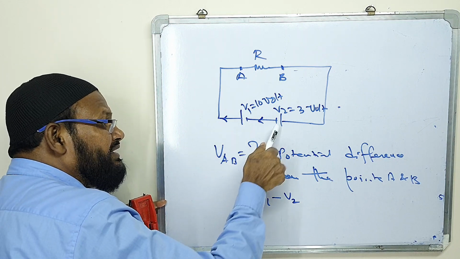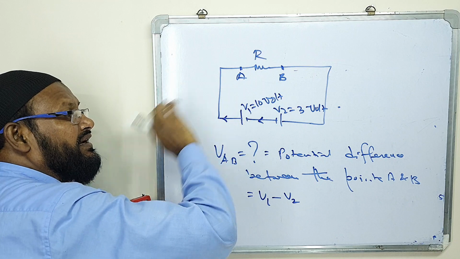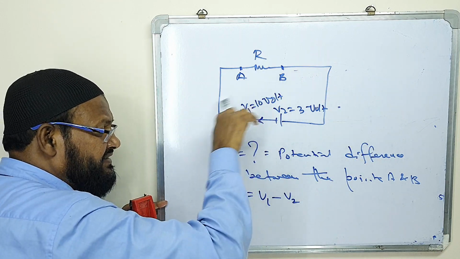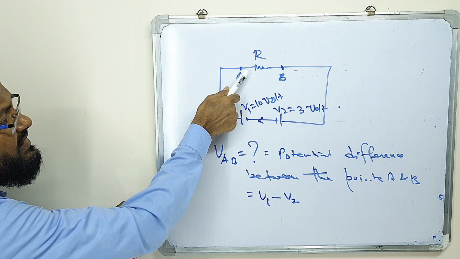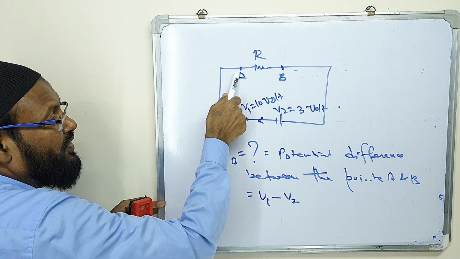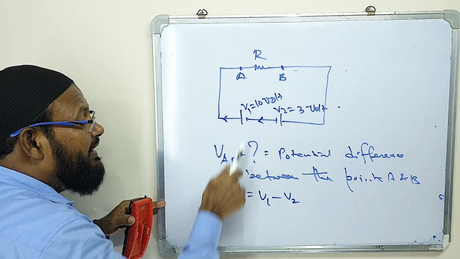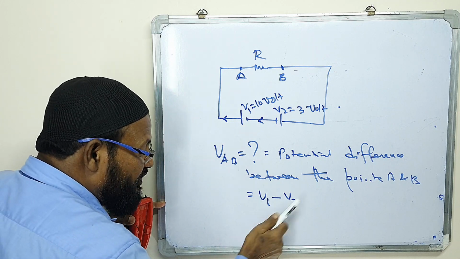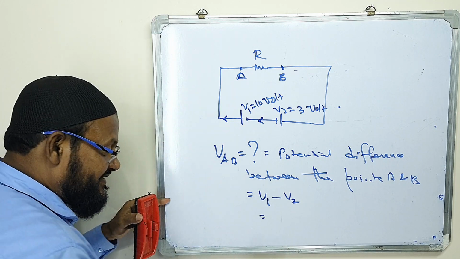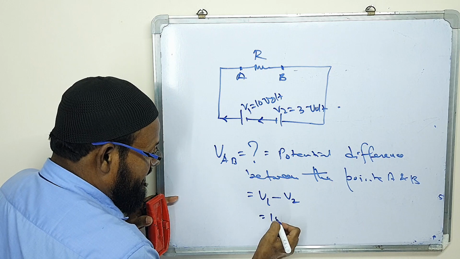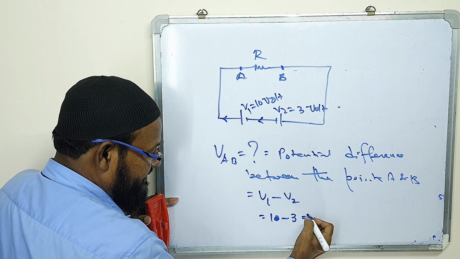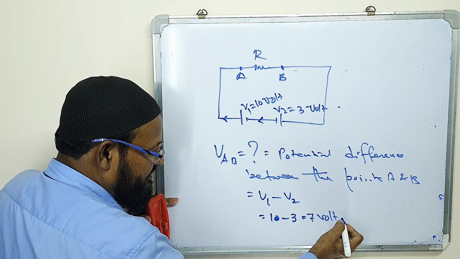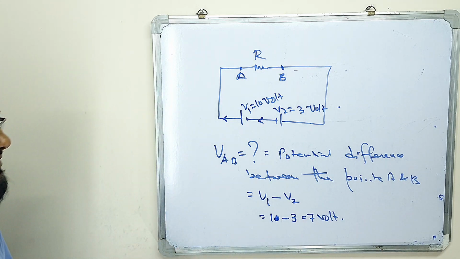E1 R1, E2 R2, and value of R, nothing given. This is the question: VAB, potential difference between the points A and B. Direct answer. What is the answer? V1 minus V2. What is this? This is 10 and this is 3. This is 7 volt.